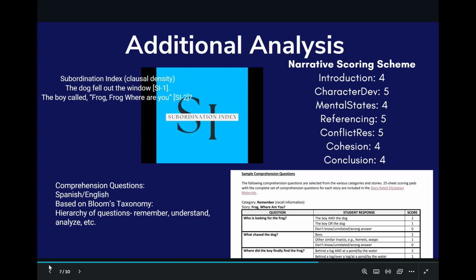We also have comprehension questions that are based on Bloom's taxonomy. So there's a hierarchy of questions like remembering, understanding, analyzing, and creating, and so forth. And those are modeled on Bloom's taxonomy. And that's more of an informal measure, but that can just give you a lot of data as far as other aspects of narrative language.